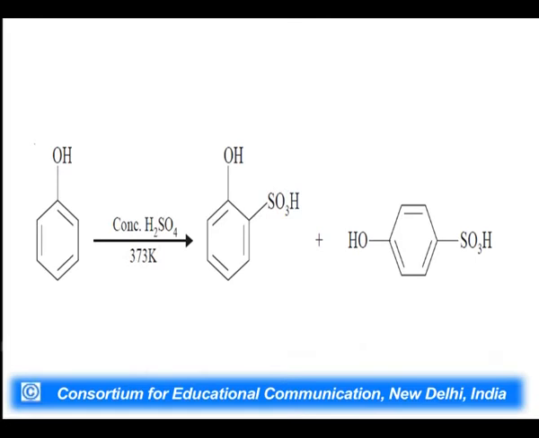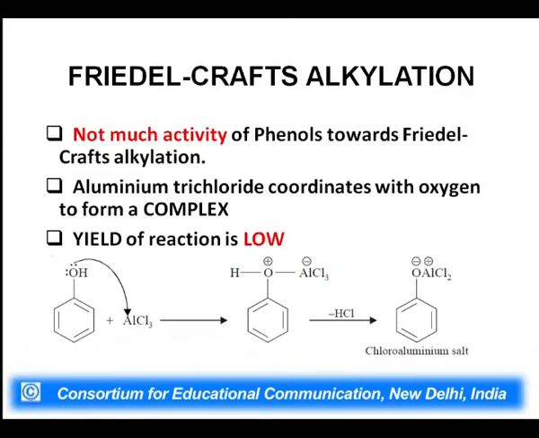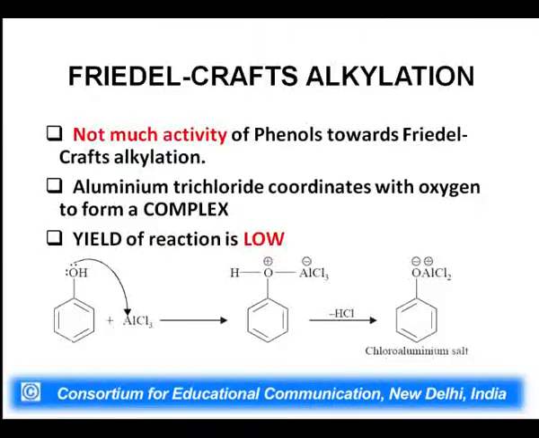So what we find is that when we do the reaction at low temperature, the ortho product is the major product, whereas when we do the reaction at high temperature, the para product is the major product. Now when we talk of Friedel-Crafts alkylation, then phenol behaves a little differently as compared to benzene. It does not give a high yield in Friedel-Crafts alkylation or acylation.